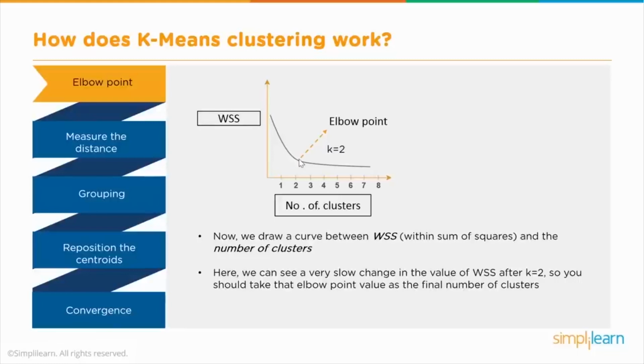But then as the value of k increases, the rate of decrease will not be so high. It will continue to decrease, but the rate of decrease will not be high. So that gives us an idea. From here we get an idea that, for example, the optimum value of k should be either 2 or 3, or at the most 4. Beyond that, increasing the number of clusters is not dramatically changing the value of WSS, because that pretty much gets stabilized.